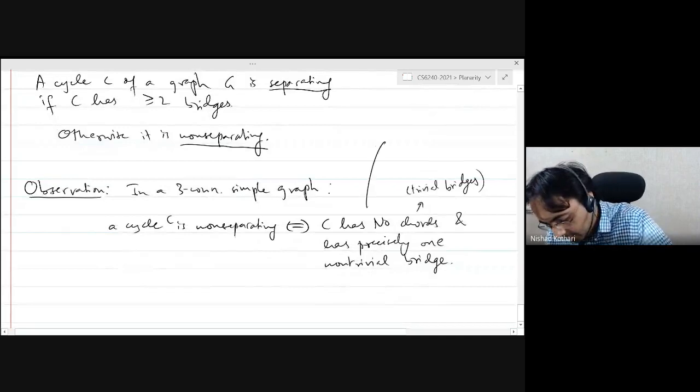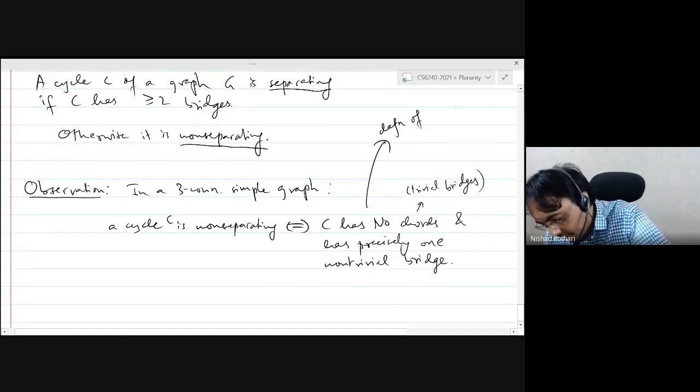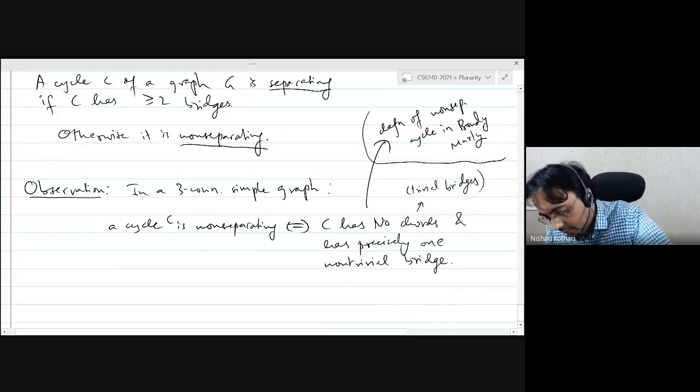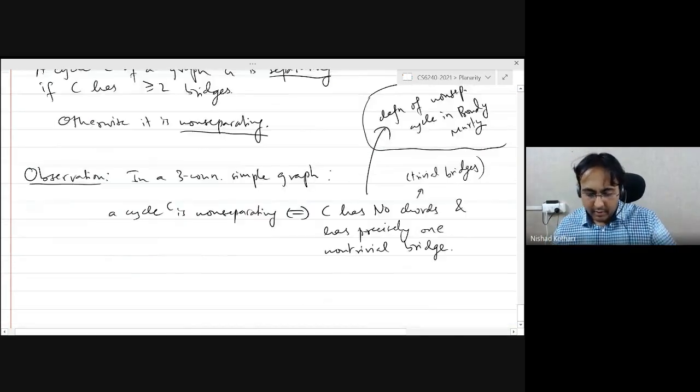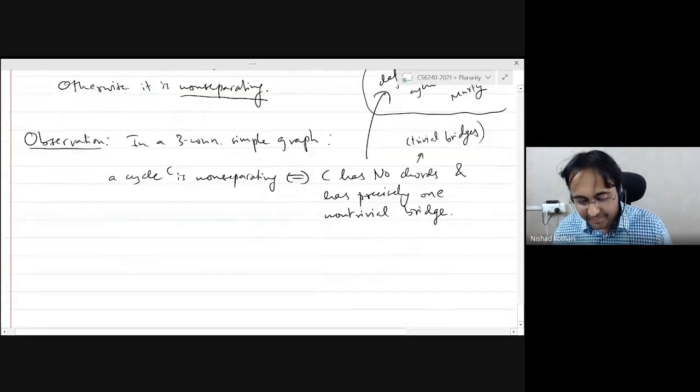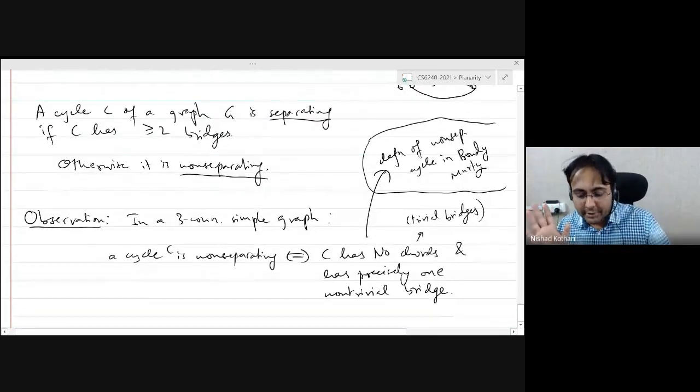And right, so this is the definition of non-separating cycle in the text. I don't see why we need this more complicated definition. I think you can just define it based on the number of bridges. Maybe they have a reason. It might be related to one of their exercises, but I haven't solved all the exercises, so I don't know. Right? So we're going to use a simpler definition.